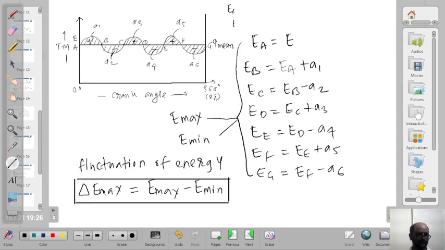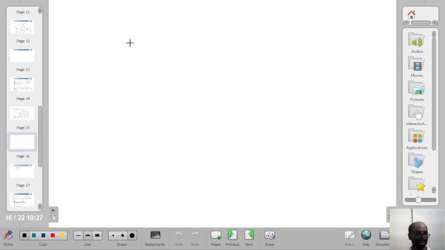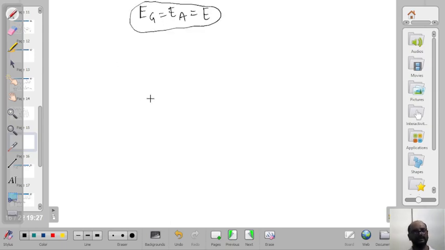Okay, now see, once you got this, the next thing is, let me insert a new slide here. I will add one more slide here. If you calculate that, you will understand that once you have done that exercise, you come to know that energy at G and energy at A are equal. Okay, you have done that at the point.